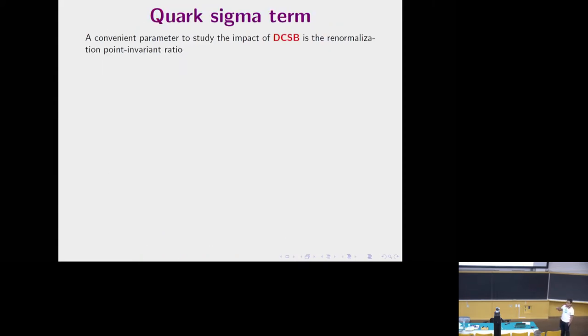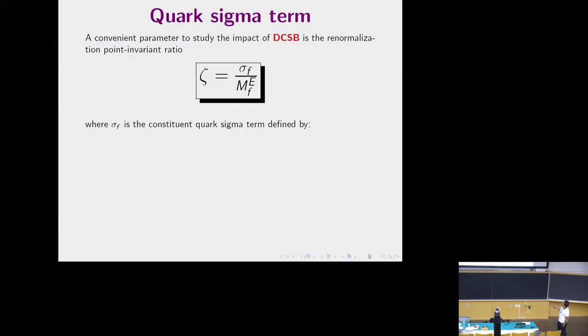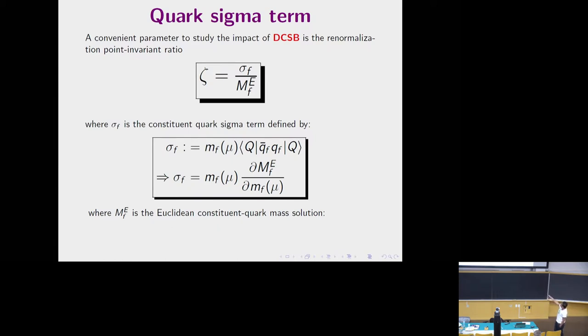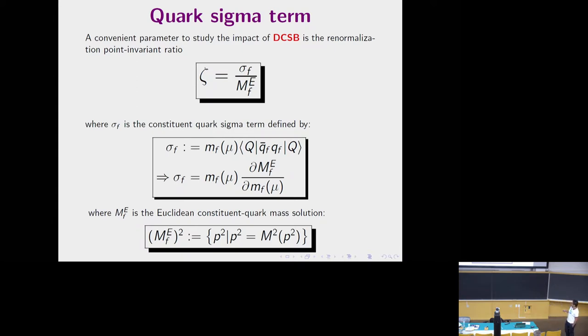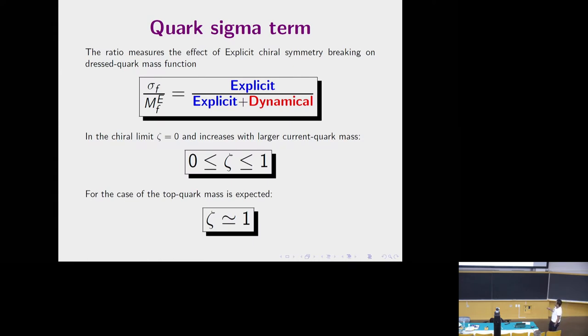Okay, going back to the main point of this work, a convenient parameter to study dynamical chiral symmetry breaking is this renormalization point invariant parameter, which is defined by this ratio here, where this sigma F is the constituent quark sigma term, which measures the contribution of the explicit chiral symmetry breaking to the dressed quark mass function. And it is defined by this scalar matrix element, and by using the Hellmann-Feynman theorem, we can relate this scalar matrix element to the Euclidean constituent quark mass solution, which is defined by this expression here. Okay, but this ratio measures the effect of the explicit chiral symmetry breaking on the dressed quark mass function.